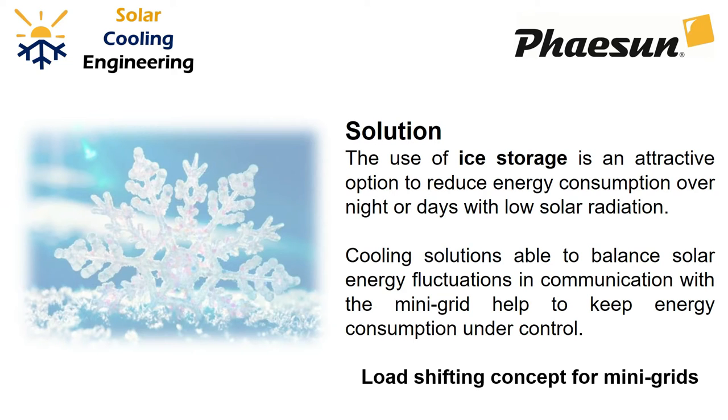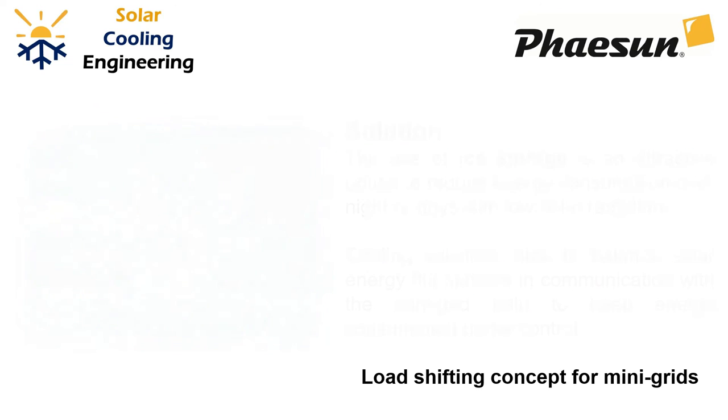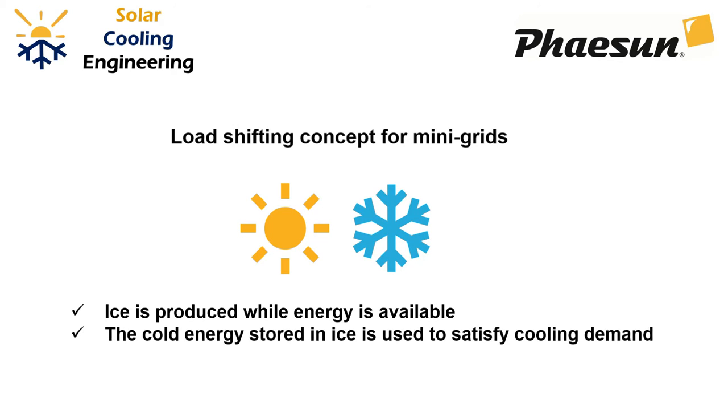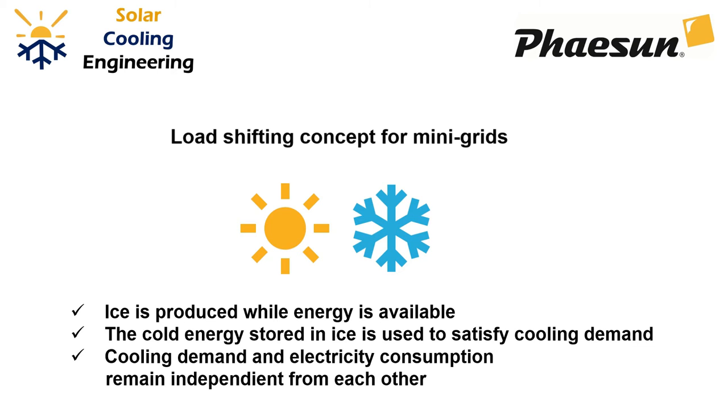Let me explain how our load shifting concept for mini-grids works. Ice is produced while energy is available. The cold energy stored in ice is used to satisfy cooling demand. Therefore, the cooling demand and electricity consumption remain independent from each other. This way, you can always decide how much energy you use from your batteries.